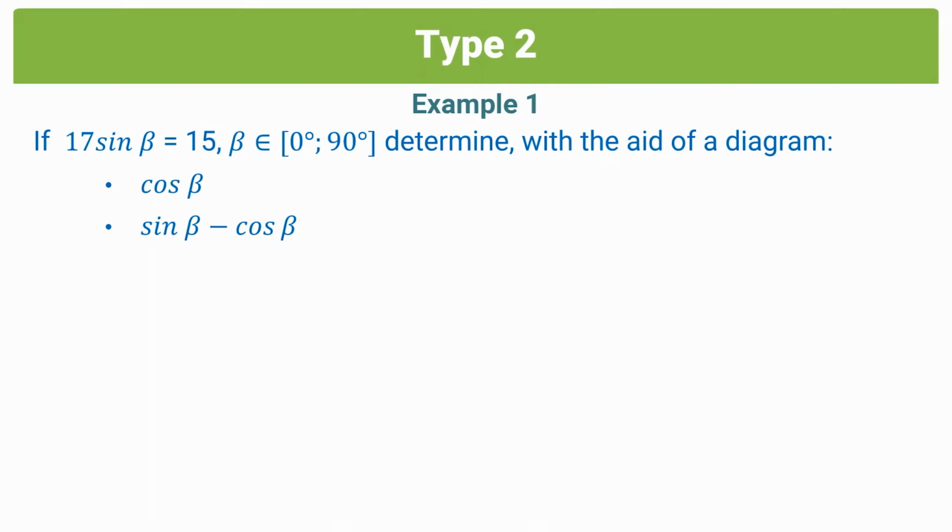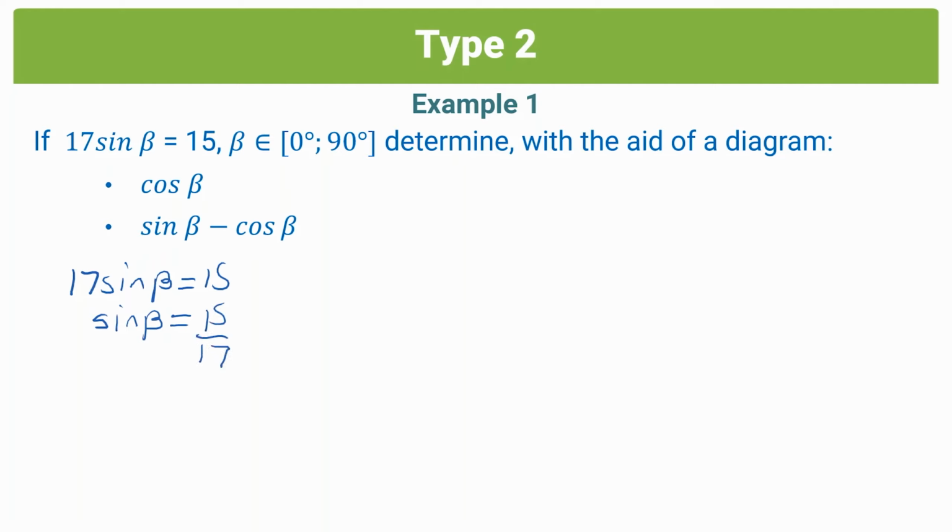So step one is to get the trig equation into the form trig function equals number. We are given 17 sine beta equals 15. Now we want to isolate sine beta on the left-hand side, so we'll divide the entire equation by 17, and that gives us sine beta equals 15 over 17.